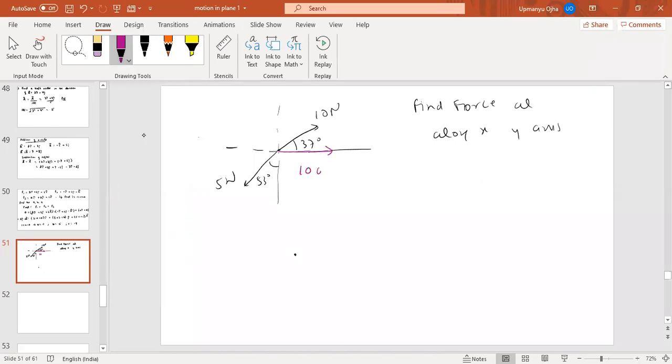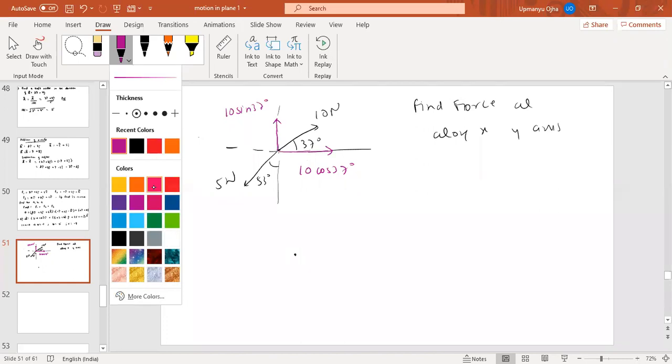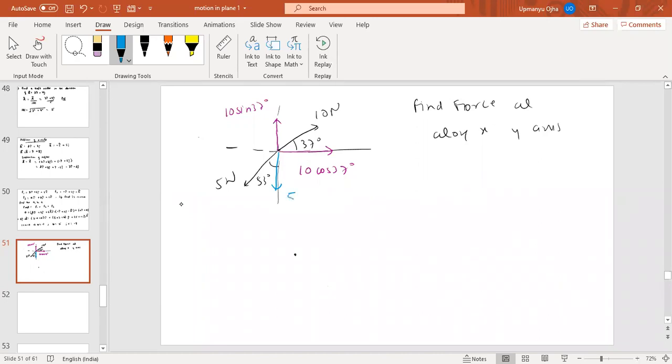10 cos 37 on the positive side of the x-axis, and then 10 sin 37 on the y-axis. So we have resolved the 10 Newton force. Similarly, can we resolve this 5 Newton force? The downward 5 Newton force would be 5 cos 53 degrees, and 5 sin 53 degrees. So we have resolved both the 5 Newton and the 10 Newton forces.